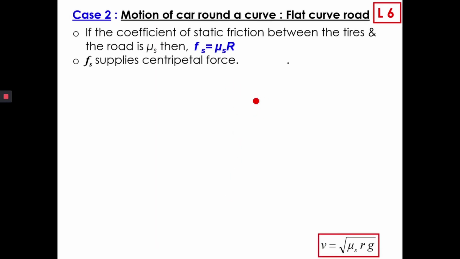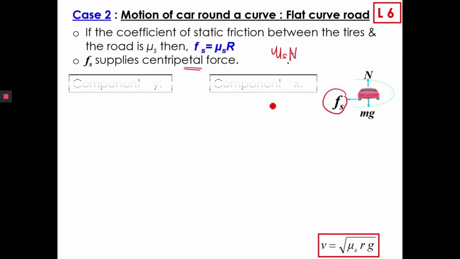Second case, motion of a car round a flat curve road, where the coefficient of static friction between the tire and the road is Fs equals mu s n, or your frictional force is mu times n, mu times r, same thing. The friction supplies the centripetal force. Again, centripetal force is related to the force towards the center.